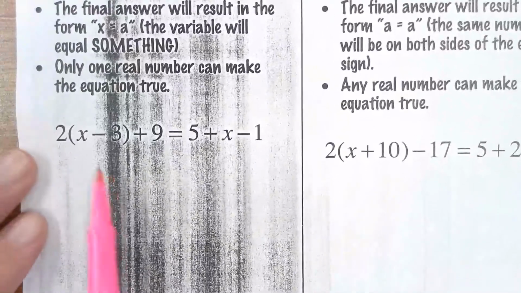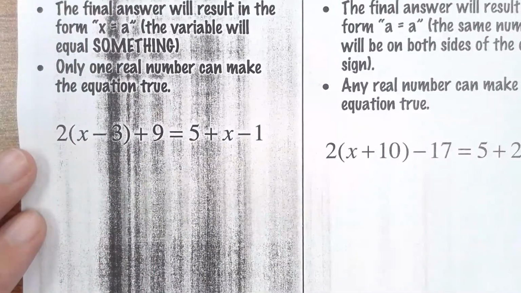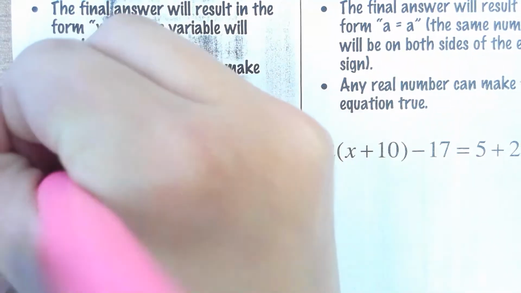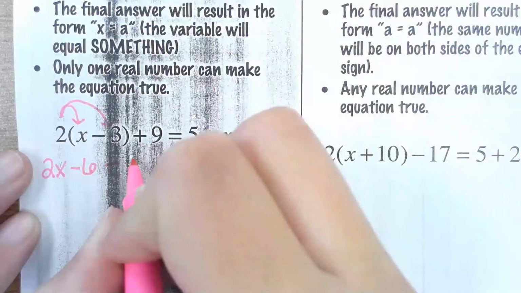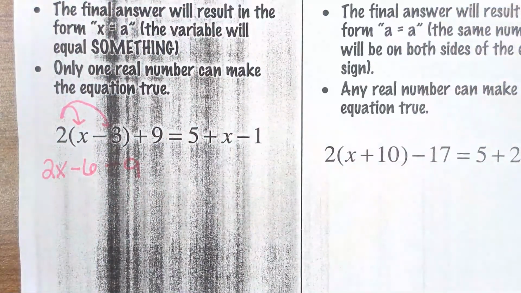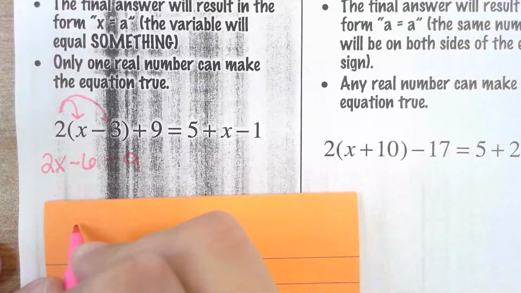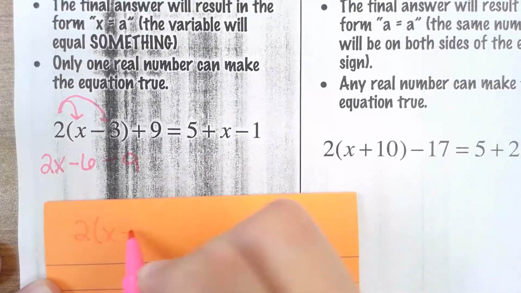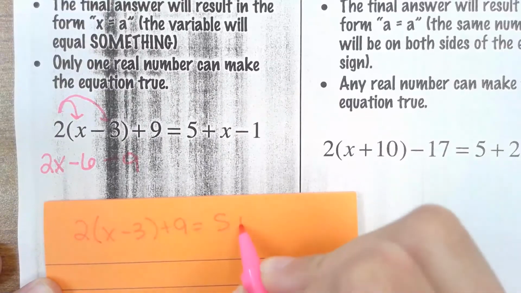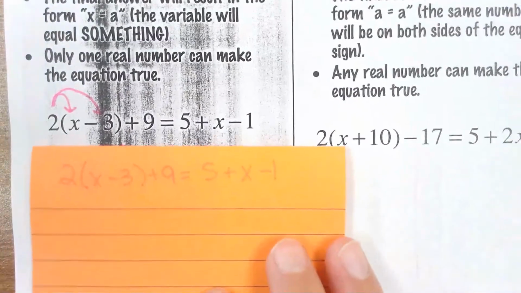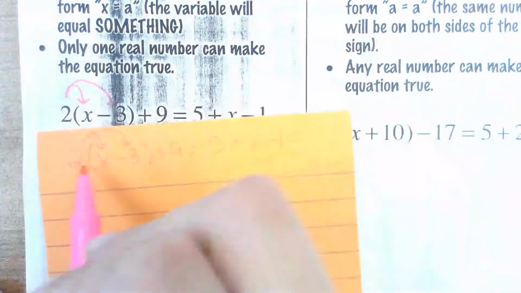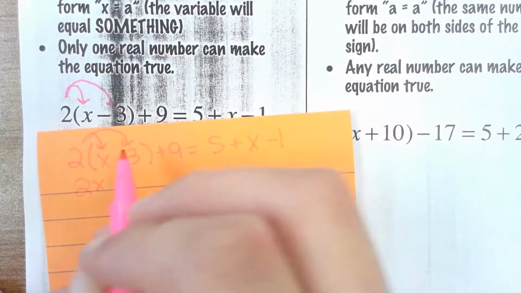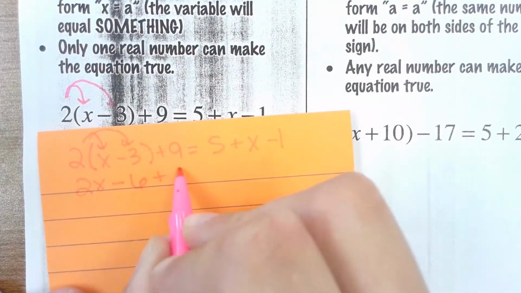So let's do an example. First thing here is I have to simplify by doing my distributive property over here on the left. So 2 times 2x, so 2 times x is 2x, and then 2 times a negative 3 is a negative 6, and then you still have a plus 9. So 2 times x minus 3 plus 9 equals 5 plus x minus 1. So again, you're doing your distributive property, so 2 times x is 2x, 2 times a negative 3 is a negative 6, and then you still have your plus 9.